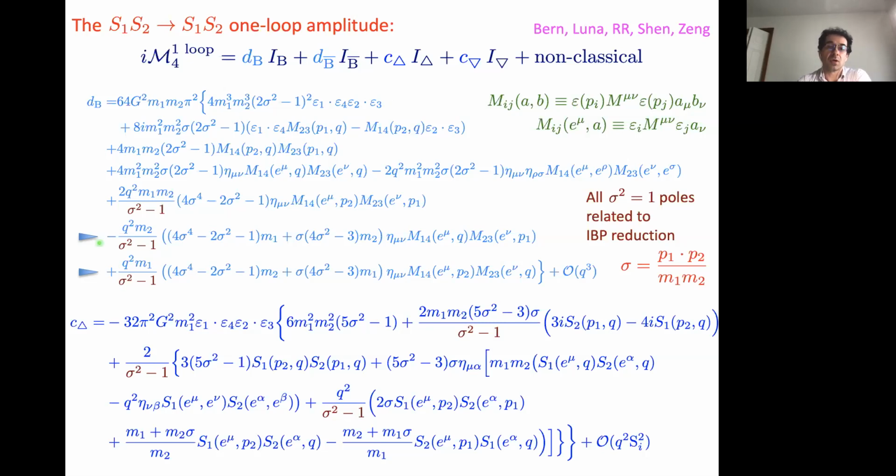The other thing to notice is the presence of poles in sigma. Sigma is this variable, and sigma equals 1 corresponds to the rest frame. So this just means that there are poles in this amplitude at p equals 0. And these poles, in fact, are a consequence of integral reduction, or the massive version of Forde's formalism version of integral reduction.